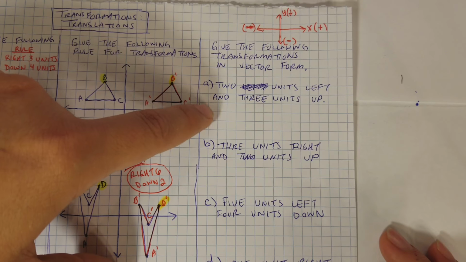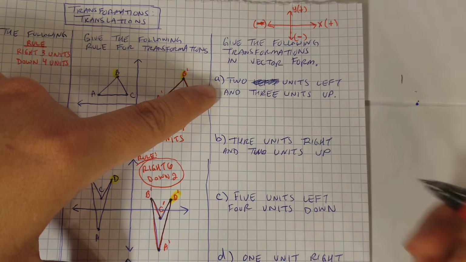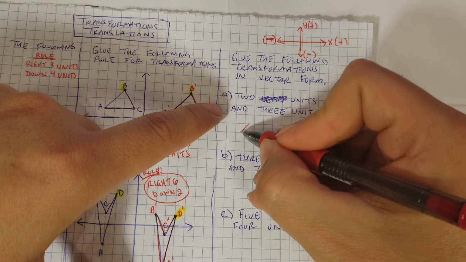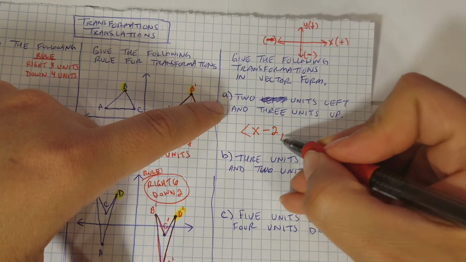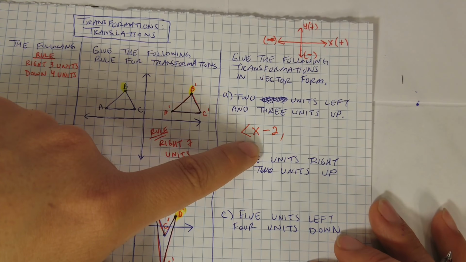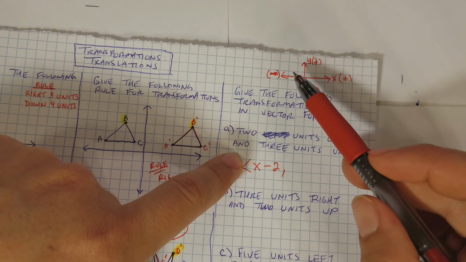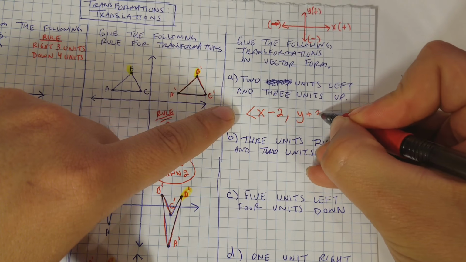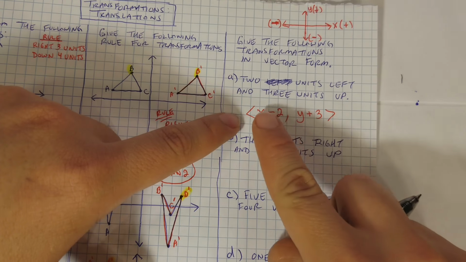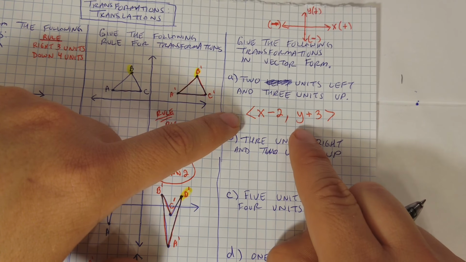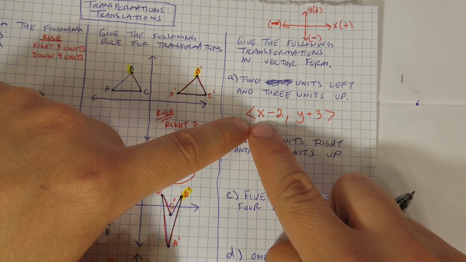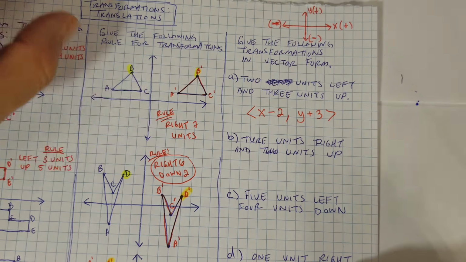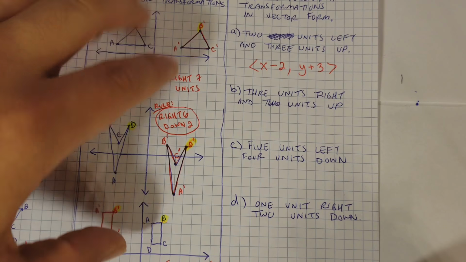So 2 units to the left and 3 units up. How do we write that in vector form? To the left would mean x is negative, so that would be x minus 2, because I go to the left 2. Now 3 units up. Well, if I want to go up, y is positive. So it's going to be y plus 3. Done. I'm saying the exact same thing in vector form. I'm saying I have to move every single x value to the left 2 and every single y value up 3.